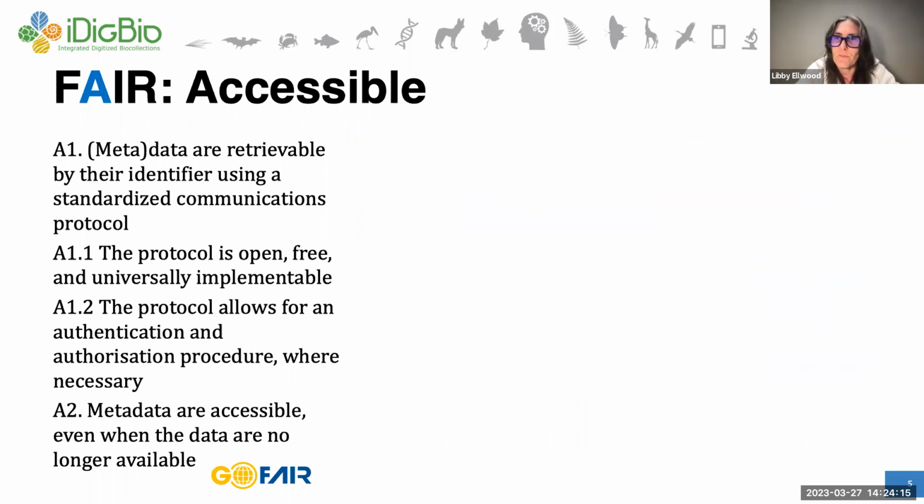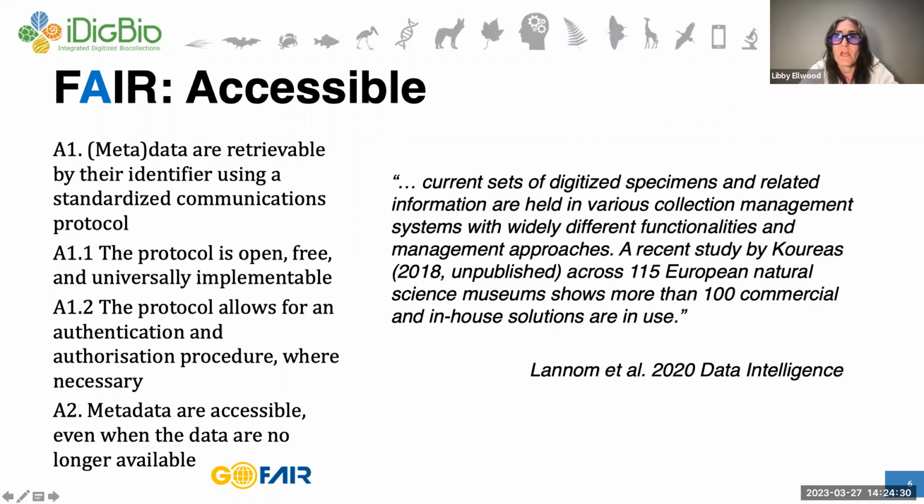Identifiers are also critical for making data and metadata accessible, even when the data themselves may no longer be available. While the common recommendation is for data to be as freely available as possible, sometimes authentication or authorization is necessary. In Europe, for example, a survey of 115 natural science museums found over 100 commercial and in-house solutions for managing collections. So you see that quote on the right.